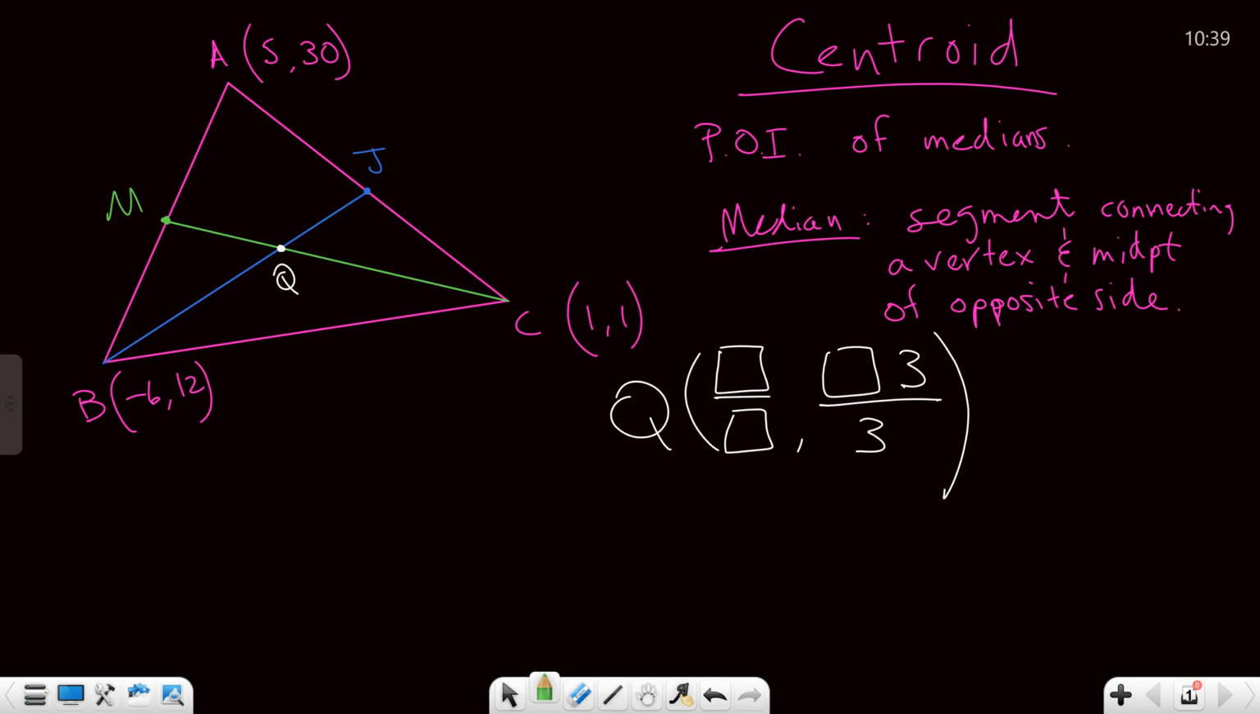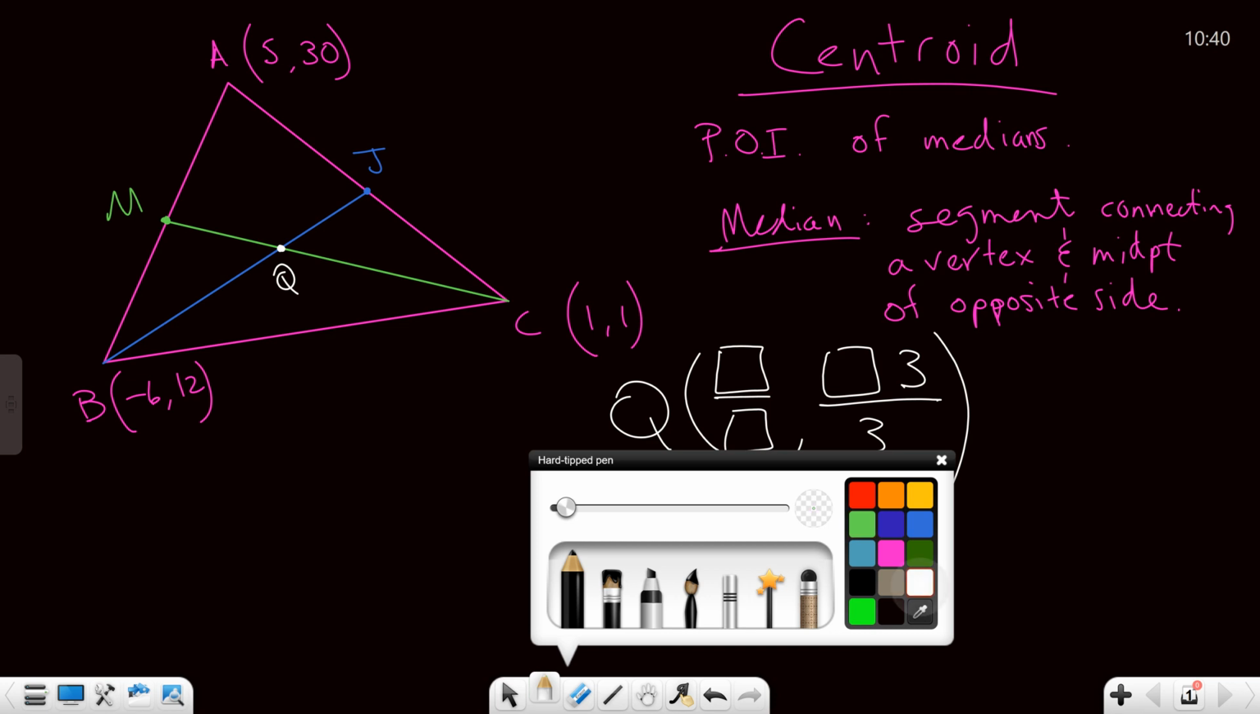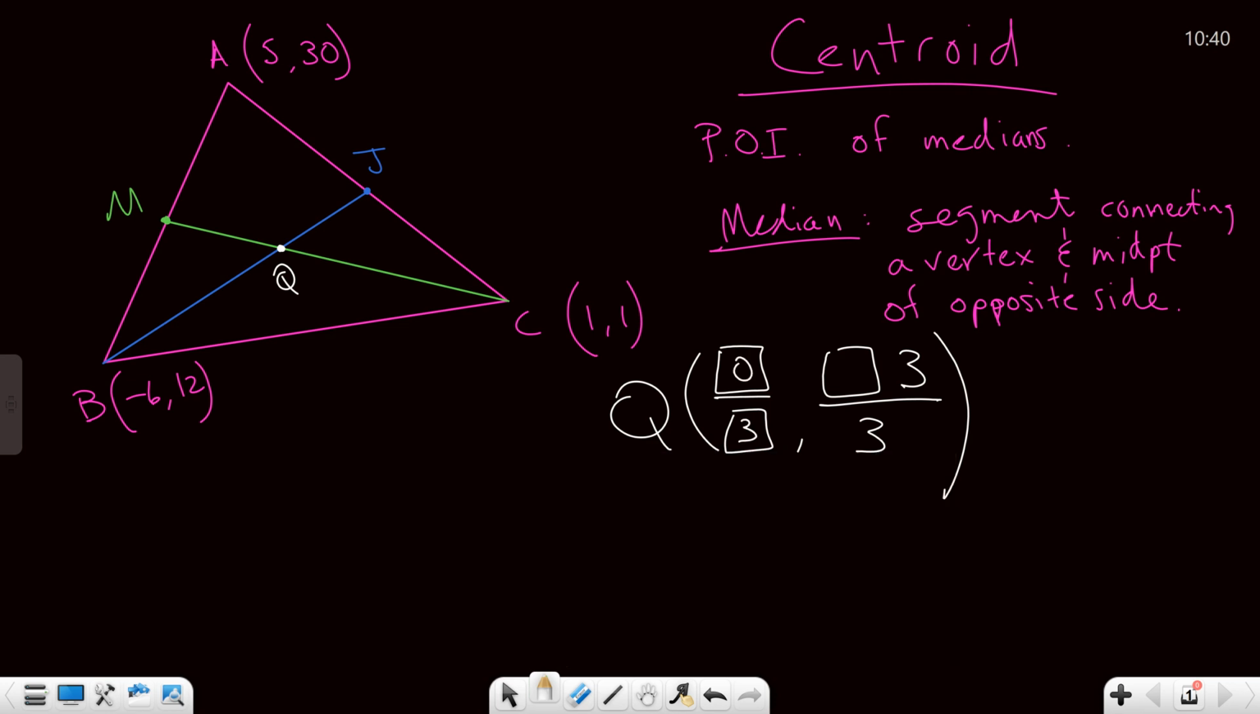So I'll tell you a little secret, because I like you guys better than I do fifth block. Don't tell them, okay? You can easily find the centroid by finding the average of the 3 x-coordinates and the average of the 3 y-coordinates. So notice, 5 plus 1 plus -6 is 0. 0 divided by 3 is 0. I wrote it this way because if I just put one box there, it would be a giveaway. And what's 0 over 3? 0. Okay? 30 plus 1 plus 12 is 43, divided by 3.